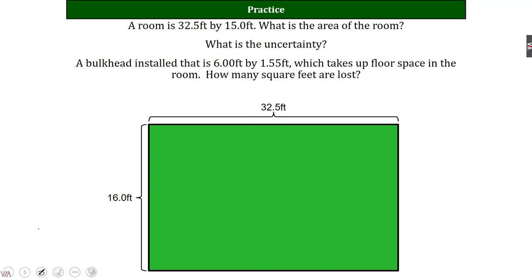Let's say that then they install one of these things called a bulkhead. Well, this is really more like a door, but a bulkhead would be like if there was a vent behind it. If we install a bulkhead that takes up 6.00 feet by 1.55 feet, how many square feet did we lose?